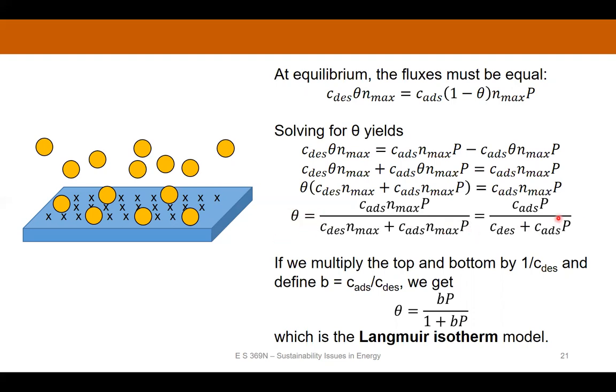So theta is equal to this expression over here. And we can simplify this a little bit and get rid of one of these constants. If we multiply the top and the bottom by 1 over C desorption, and then define a new constant as the ratio of those two constants for adsorption and desorption, we get this expression here. So theta is a function of pressure and then some constant. This equation is called the Langmuir isotherm, and it describes the fraction of surface sites that will be occupied at a particular pressure on a sorbent.